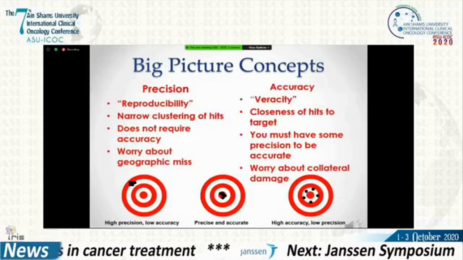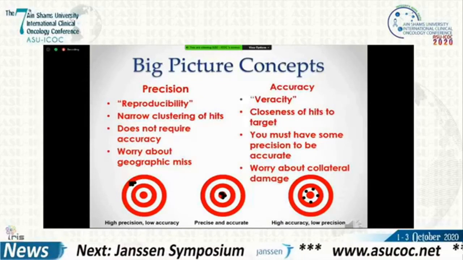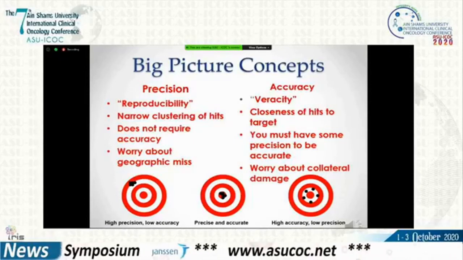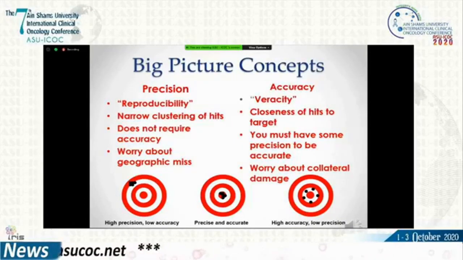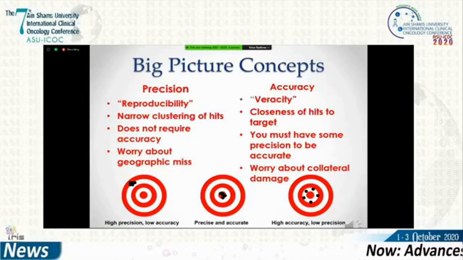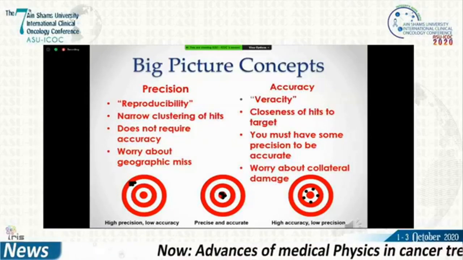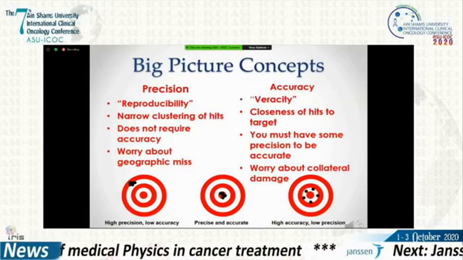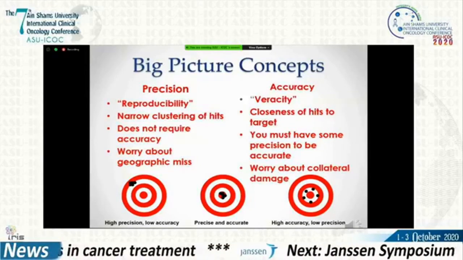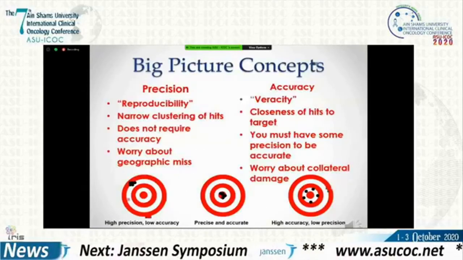Precision and accuracy: I am sure you are well familiar with this concept of precision and accuracy in treatment. There can be high precision with low accuracy, or high accuracy with low precision, but you need both precision and accuracy for treatment in radiotherapy.